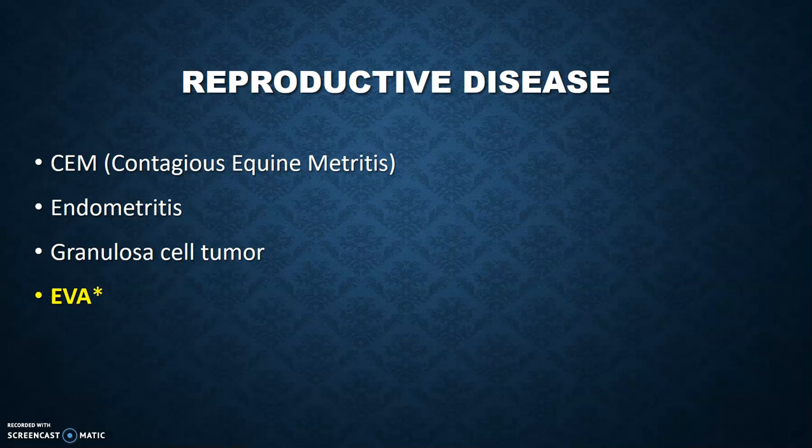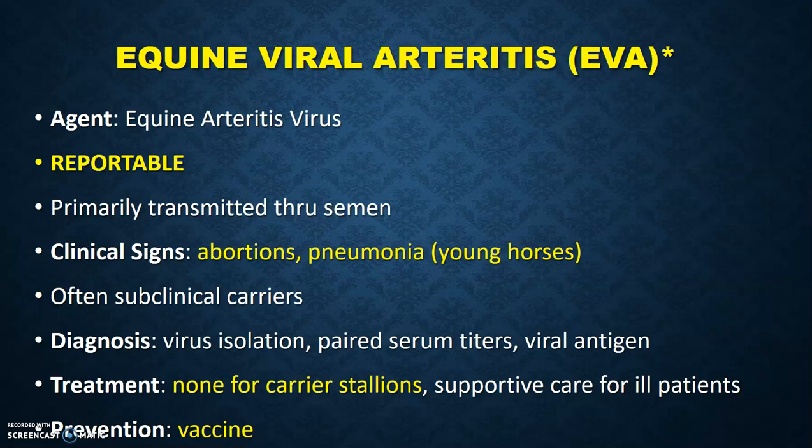And then there's EVA, which we'll talk about. So EVA is equine viral arteritis. It is a reportable disease. It's primarily transmitted through semen, and it can cause abortions, and in younger horses, they can get pneumonia. It's one of those diseases where most often the carriers, the mares or the stallions, can be subclinical, so you won't know other than the abortion.